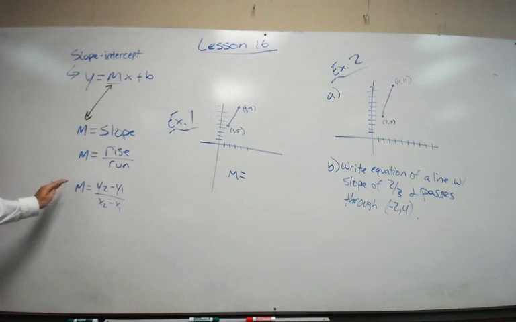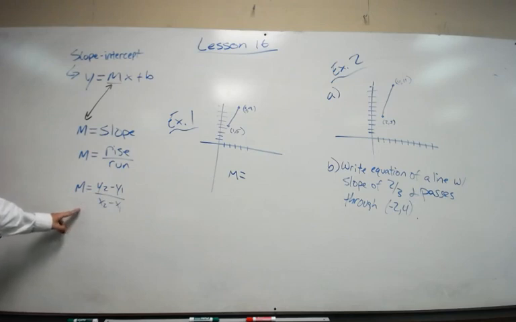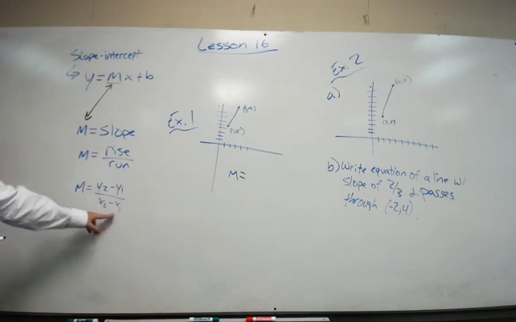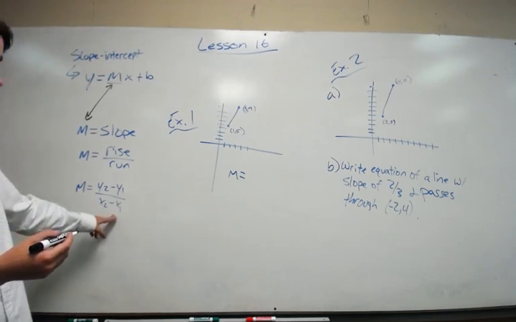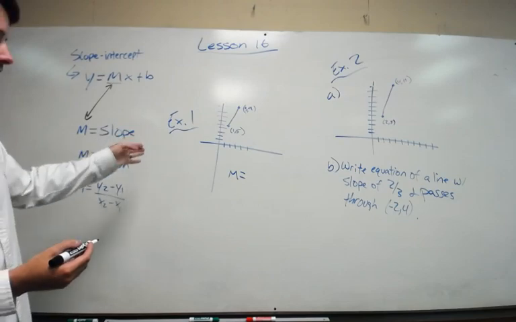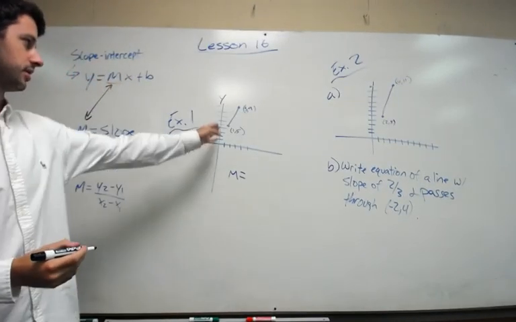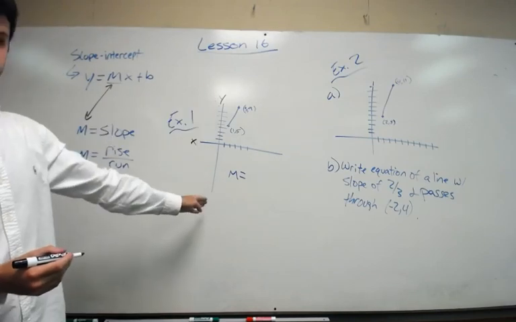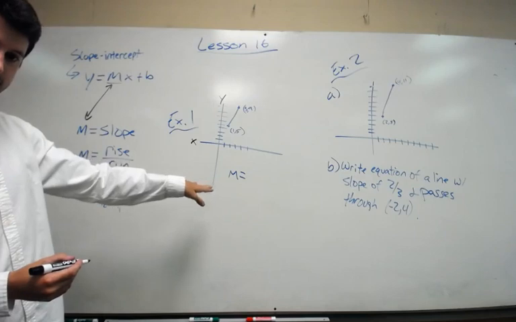In order to find the slope, what you have to do is y2 minus y1 divided by x2 minus x1. And that fraction will end up being your slope. Just always remember y is on top because y is vertical. This is your y-axis, this is your x-axis. And if we're going rise over run, we want rise first, run second.